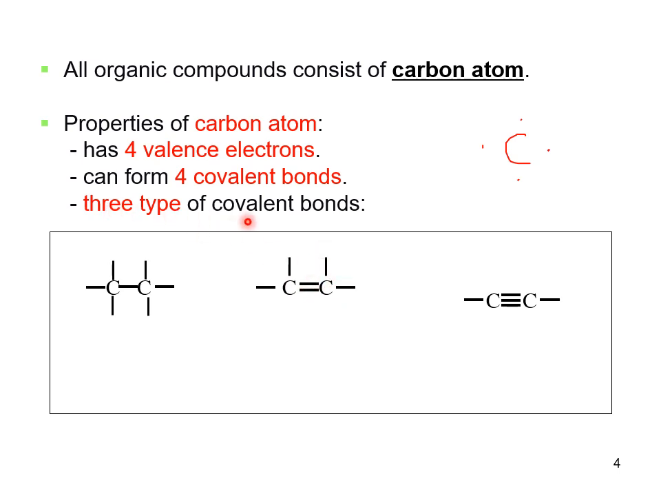Next, 3 types of covalent bonds. Try to observe these 3 carbons bonding. What is the difference? First, single bond. Second, double bond. And this one is a triple bond. That's why there are 3 types of covalent bonds.